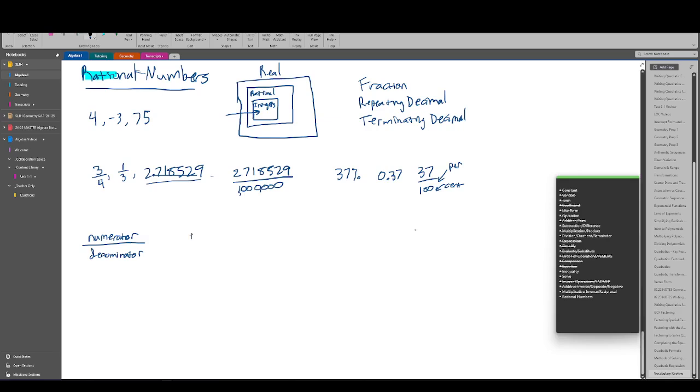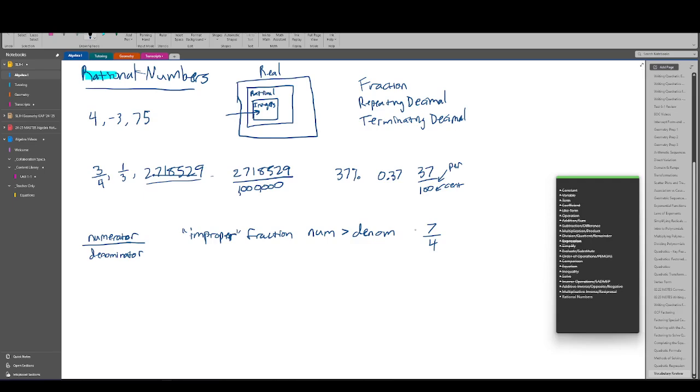We call something an improper fraction when the numerator is greater than the denominator. So something like 7/4 we call an improper fraction. There's nothing wrong about it, though. Improper sounds like it's not okay, but it's actually the best way to write that number in higher level math.